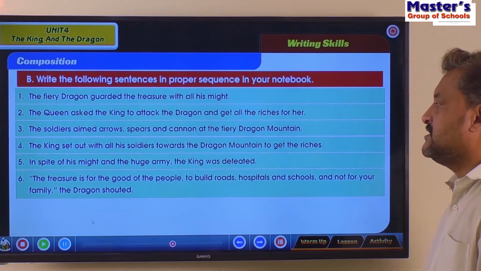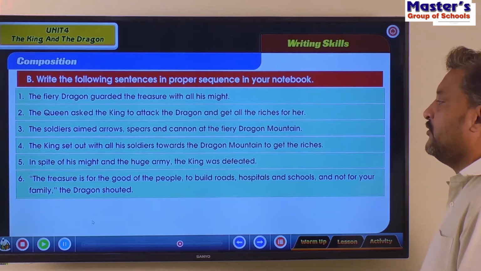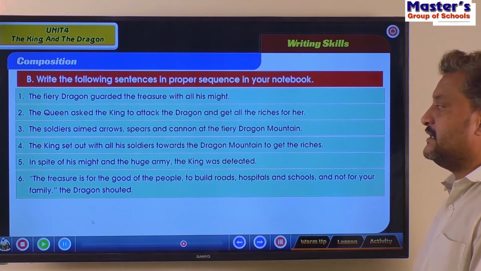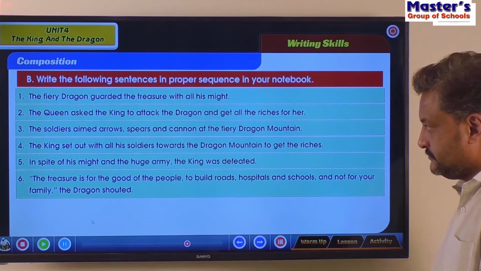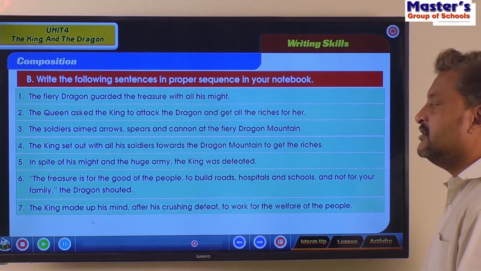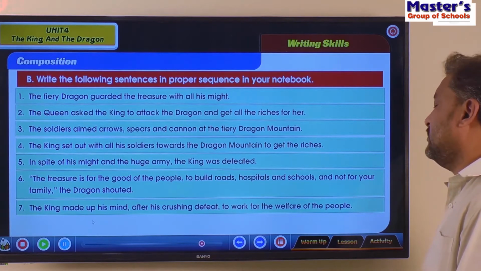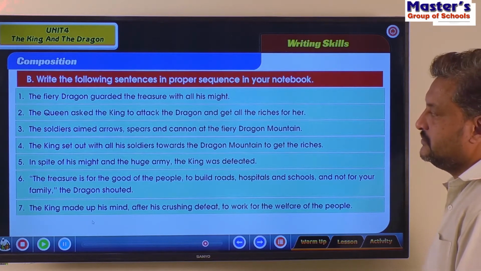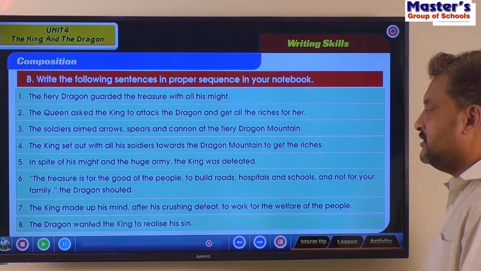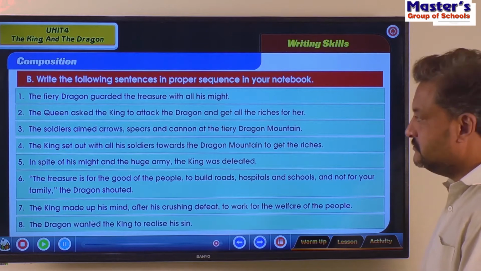The treasure is for the good of the people to build the roads, hospitals, and schools, and not for your family, the dragon shouted. The king made up his mind, after his crushing defeat, to work for the welfare of the people. The dragon wanted the king to realize his sin.